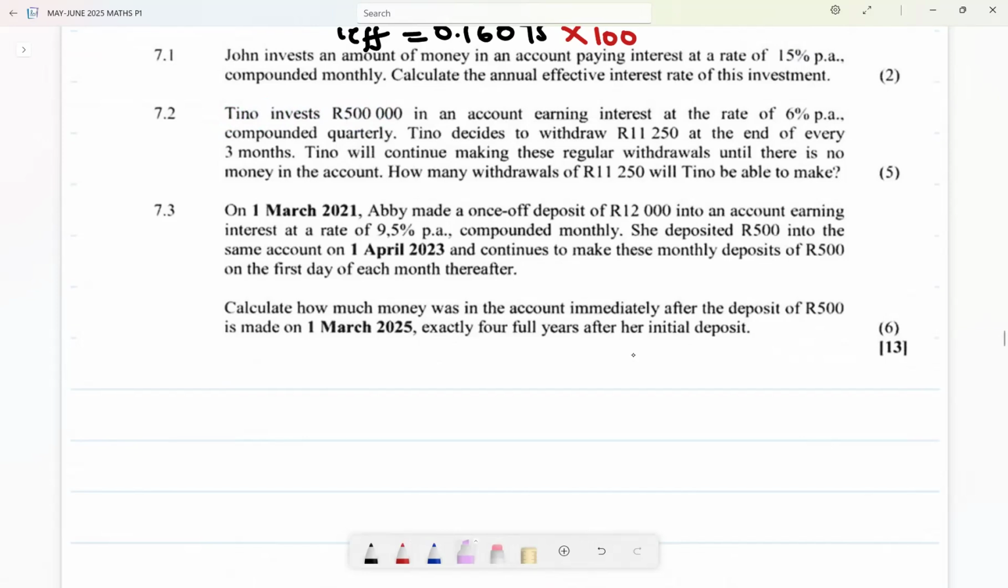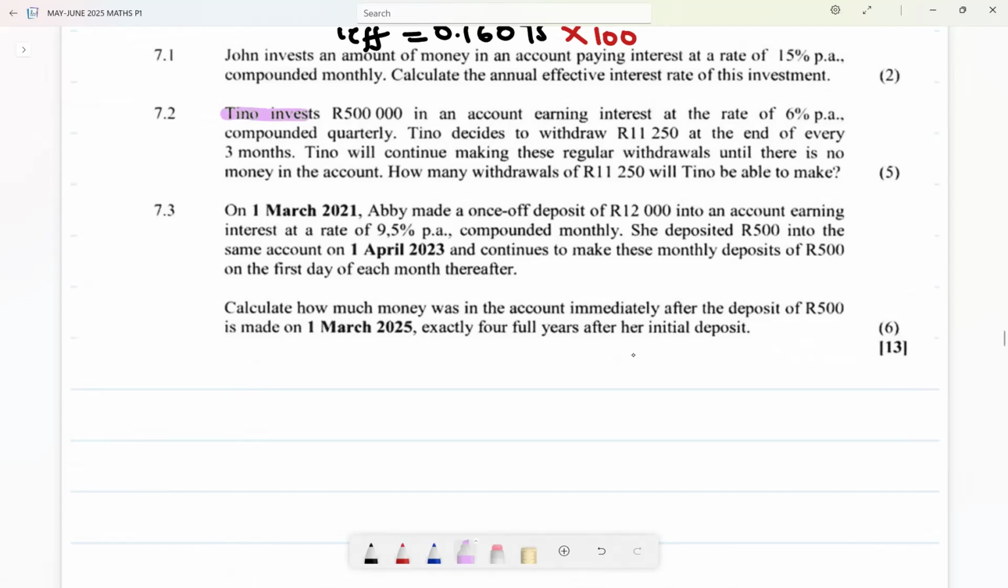You can watch it. I have that video there of he won a jackpot of 1,600,000, and then he invested it into the bank, and then each and every month he withdrew, I think, 20,000. And then they wanted me to calculate how many months he will make withdrawals of 20,000. I think it was something like 78, 170 something. So let's see this time what happens to Tino.